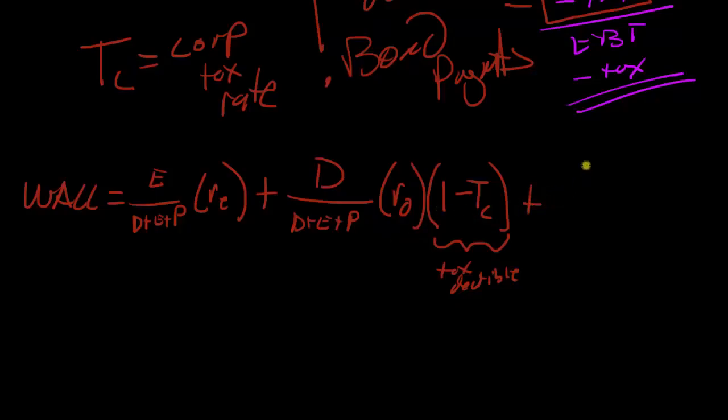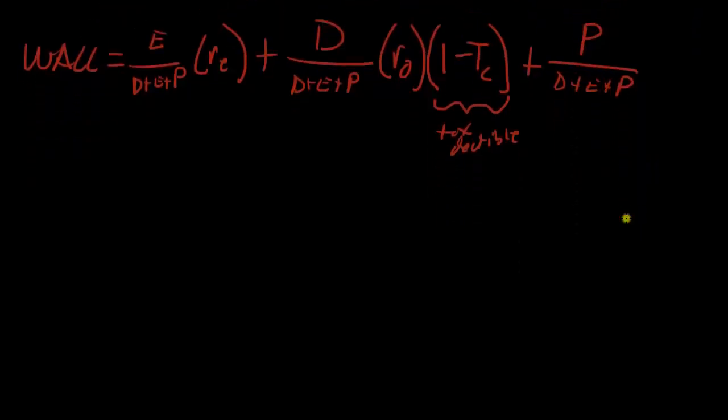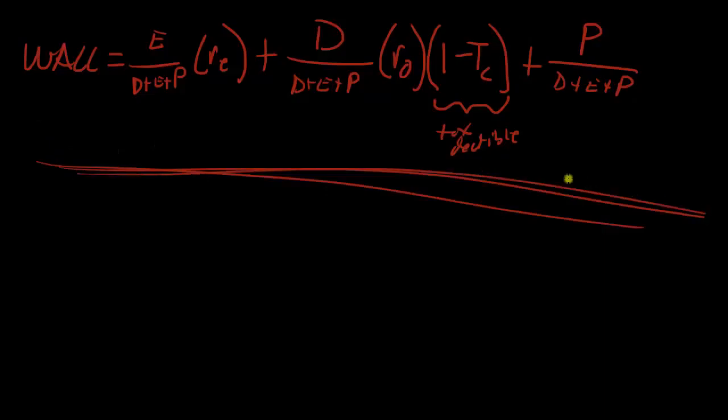And then, as discussed, we do our preferred stock payments, D plus E plus P. And that is the full WACC equation. It's very exciting. We love it. So let's take a look at what this might look like if we do the entire puzzle.